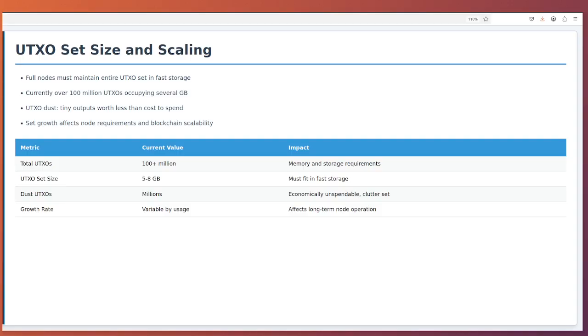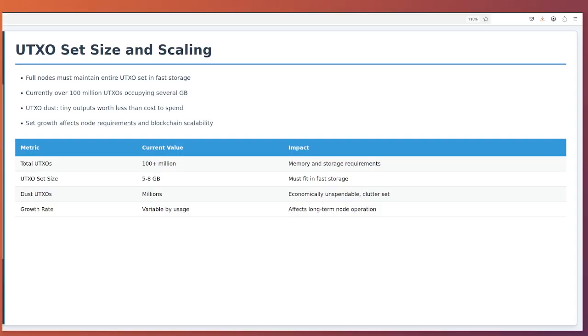The concept of UTXO dust is relevant here. Very small UTXOs worth less than the cost to spend them. These clutter the UTXO set indefinitely since they are economically unspendable. Bitcoin has dust limits that discourage creating tiny UTXOs.